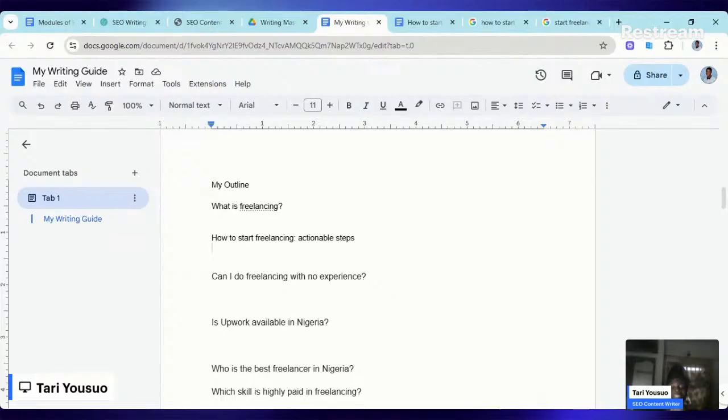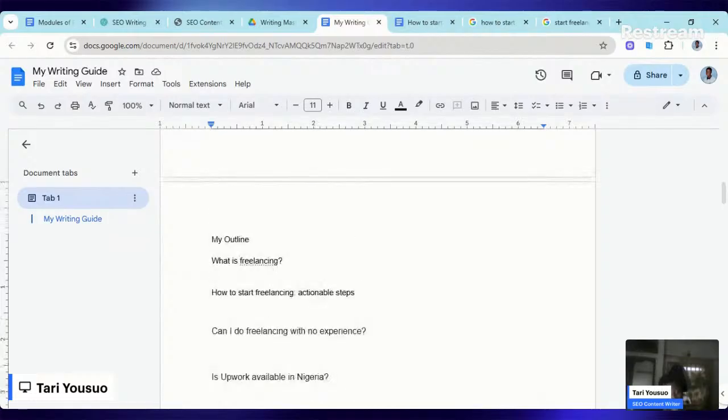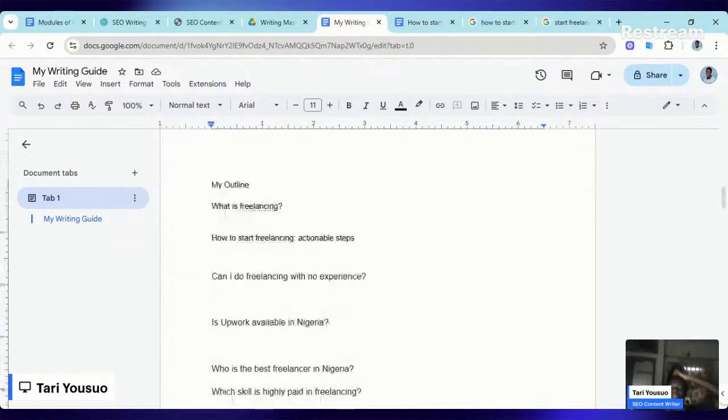Okay, how to start freelancing. So basically, we're going to talk about what is freelancing and then why freelancing is important. We could, but this person wants to know how to start freelancing. So someone who wants to know how to start freelancing most likely already knows why it is important. So we do not need to dwell on that.